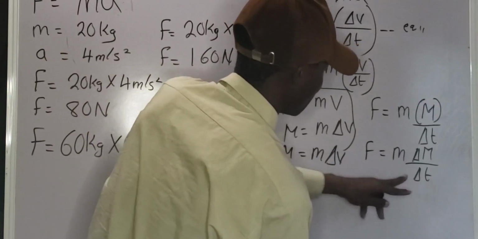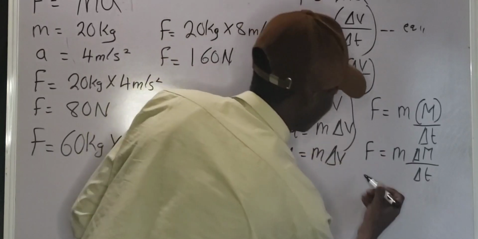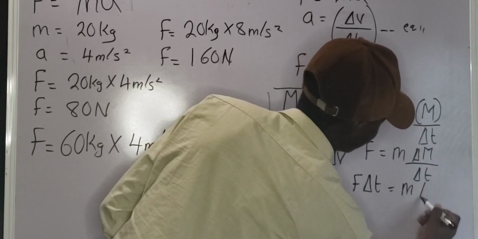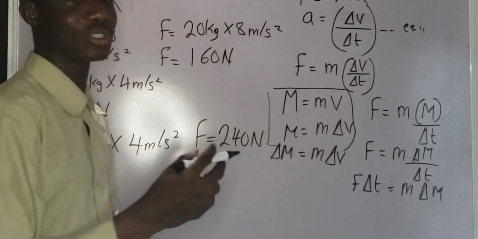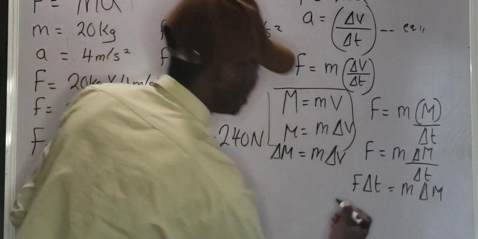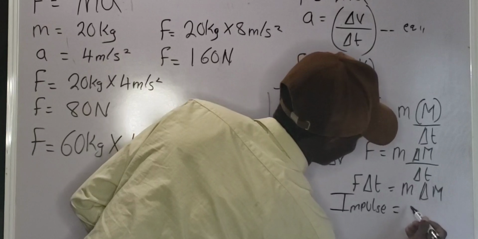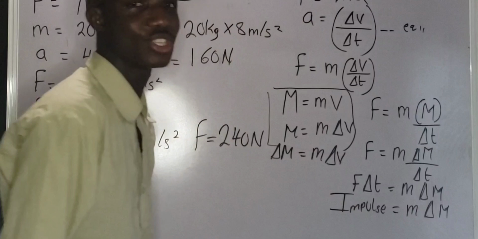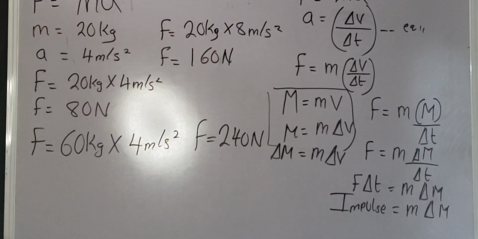For this now, we have gotten here. If you multiply both sides by change in time, that will be force multiplied by change in time is equal to change in momentum, and force multiplied by time is what? Impulse. Impulse is the product of force and time. So this will be impulse. Impulse is equal to change in momentum. So you can see the relationship between impulse and momentum as described by Newton's second law of motion.